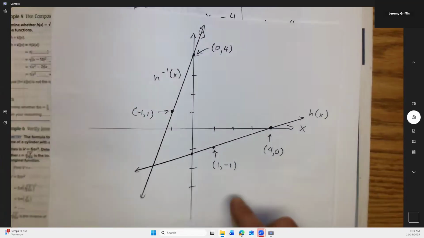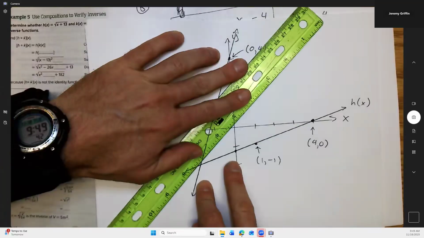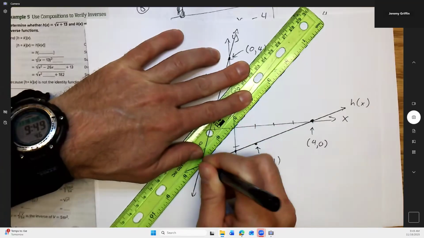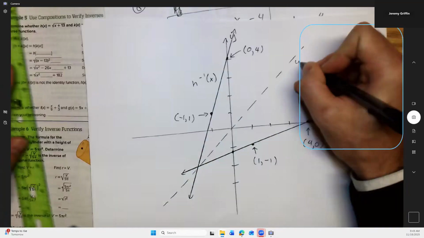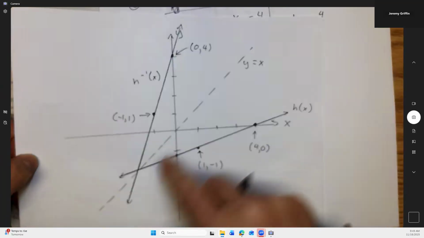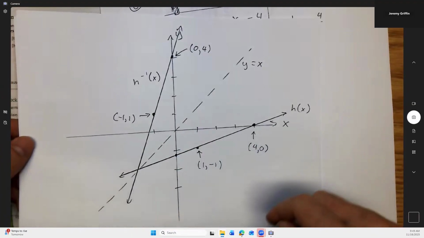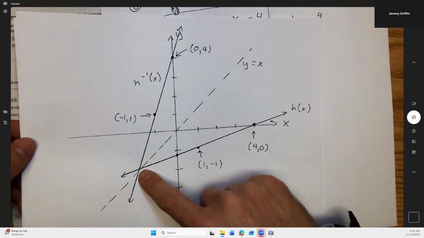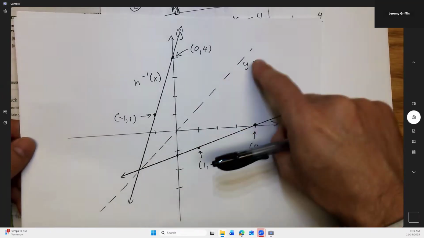Another way to think about this is, if I draw a line y equals x, which I'll just dash off right here, this line y equals x could act as a mirror for the function and its inverse. Notice that they also cross each other on that line. This is the 45-degree y equals x line.